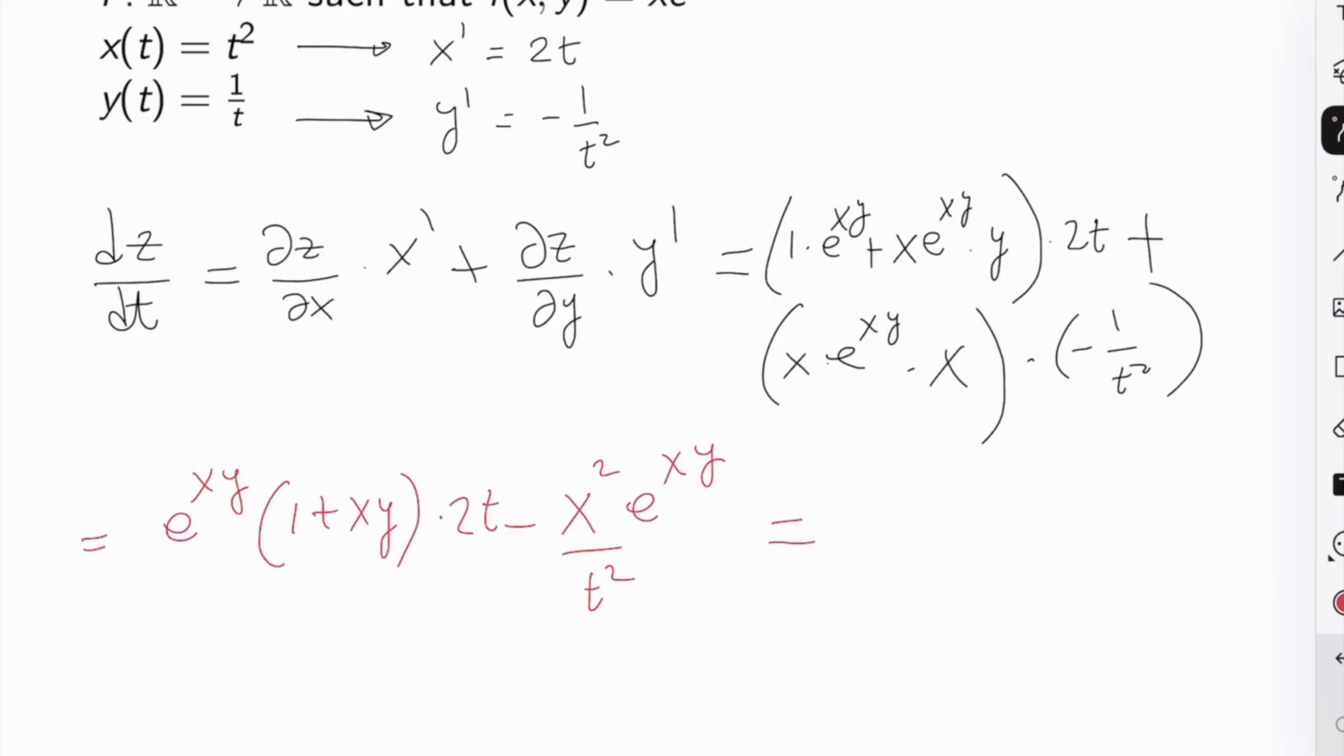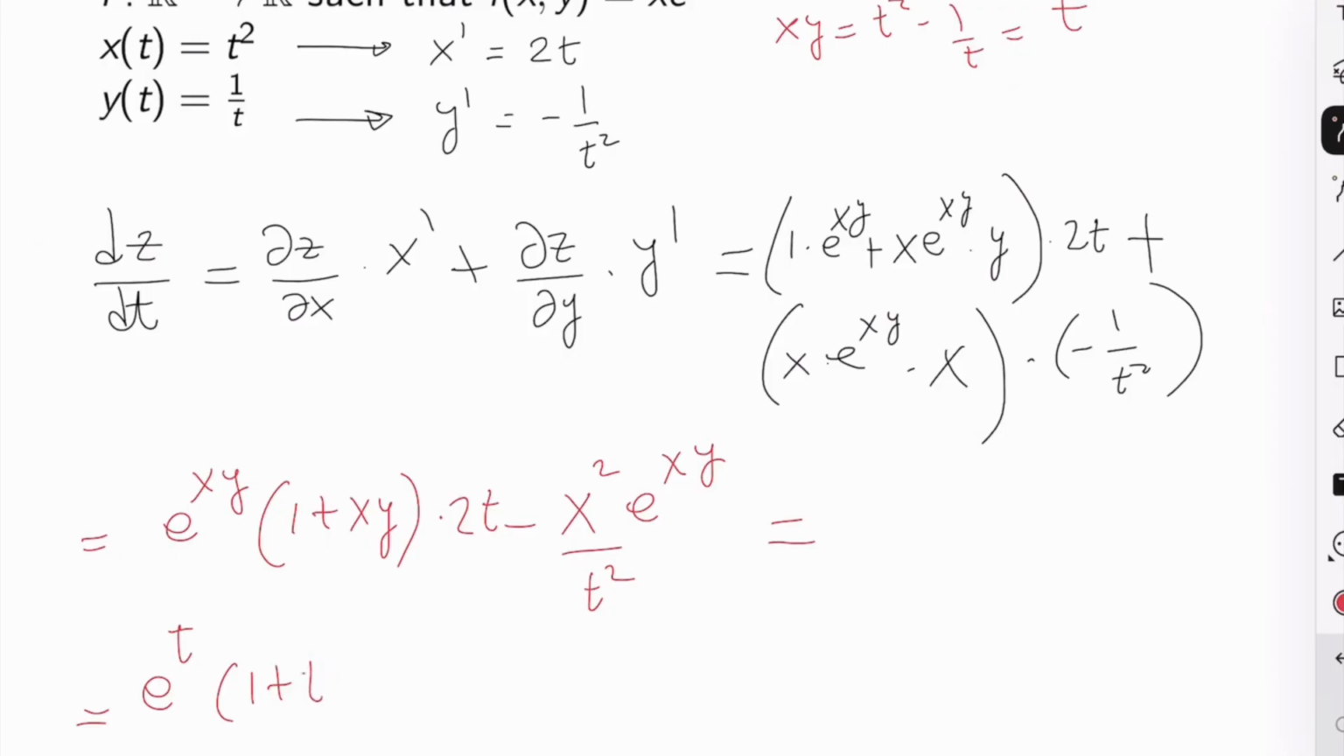So now we need to put the variables x and y as what they are, right? So x is t squared and y is 1 over t. So let's do this substitution. And so here xy will be t squared times 1 over t. So xy is actually t squared over t, which is just t. So then this is e^t.